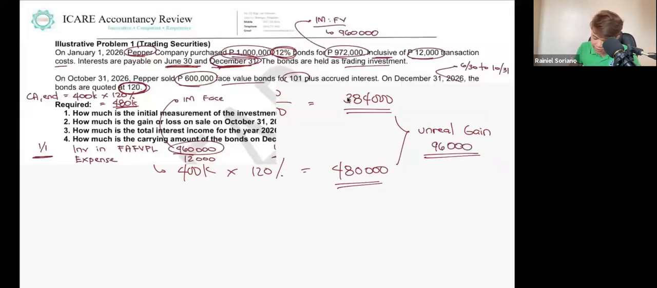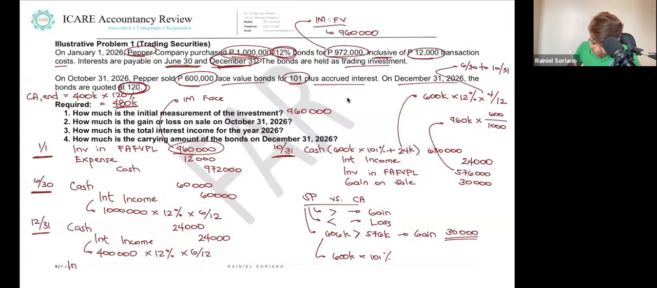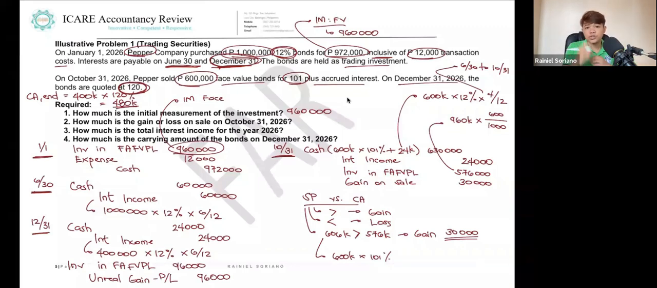So the journal entry here, no, is to increase the investment amount. So investment in financial asset at fair value through profit or loss will be debited by 96,000 pesos. Then we will credit unrealized gain that will be included in profit or loss, and that's equal to 96,000 pesos. Okay? So these are the journal entries, no, for this problem.